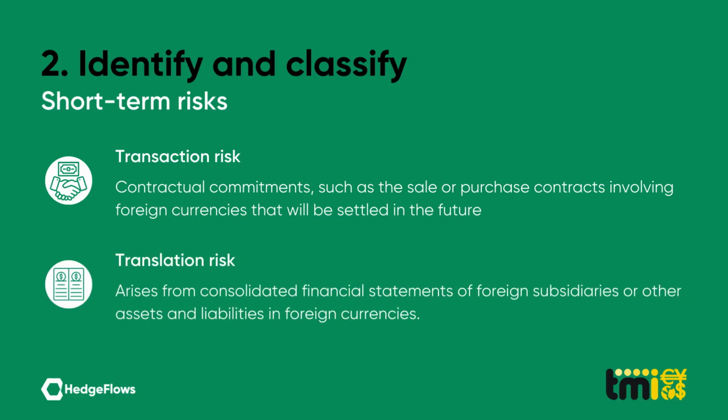Similarly to the above, translation risk affects the balance sheet of an international business, but it usually arises from consolidated financial statements of foreign subsidiaries or other assets and liabilities in foreign currencies. For example, a multinational corporation consolidates the financial statements of its foreign subsidiaries, and exchange rate swings can impact the reported value of these subsidiaries on the consolidated balance sheet. As it affects periodic financial statements, translation risk usually has a multi-month or multi-quarter time horizon. Both transaction and translation risks affect short-term financial results and the balance sheet, and, as a consequence, they are usually covered by so-called balance sheet hedging programs.